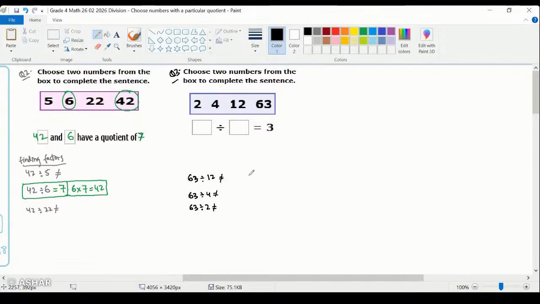But if 12 was divided by 4, we do have a quotient, that is 3, right? Or 12 divided by 2, we have a 6. Our requirement is 3. That means 3 multiplied by 4 should equal 12, or 12 divided by 4 should equal 3. Perfect. Thank you, Salam. Thank you, Solomon. Thank you, May.